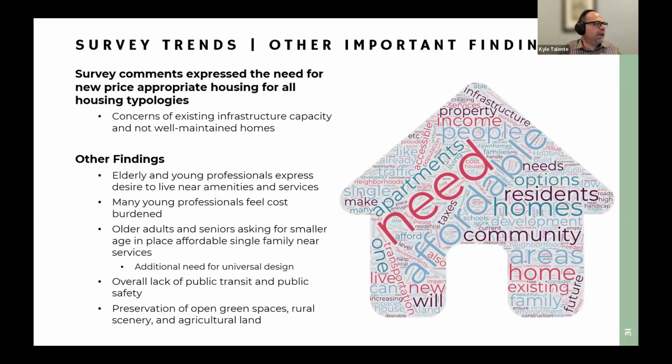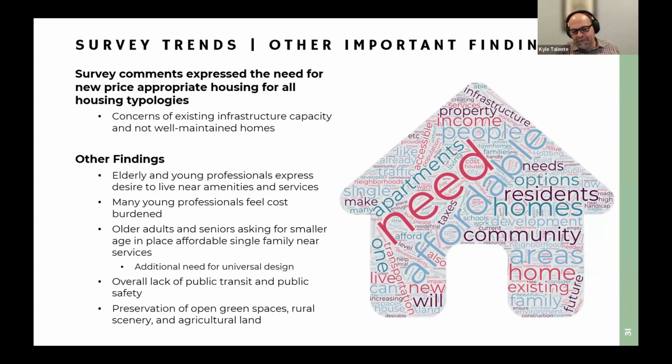The need for new price appropriate housing for all typologies, I mentioned this already, but it's worth repeating, is that this is not just one type of housing or another. This is not just all housing priced to persons earning below 50% or not. It's not all rentals or all ownership or all single family or all townhouse. There's a recognition, at least in the survey, which mirrors the data, that there's a need across all different typologies, and finding ways to diversify not just the cost, but the type of housing in the community is important.